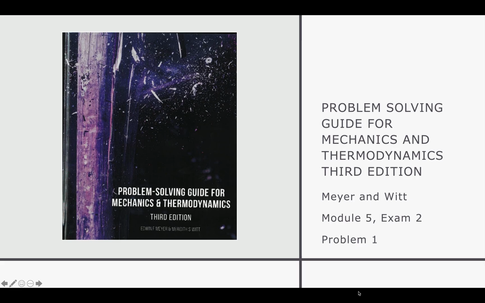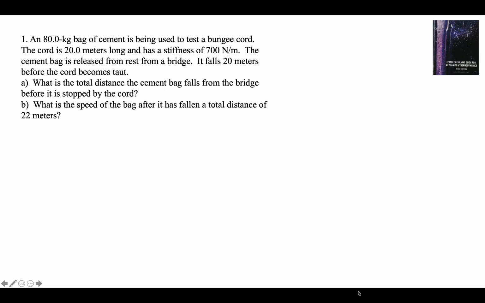This is problem 1 on exam 2 of module 5 in the book Problem Solving Guide for Mechanics and Thermodynamics. An 80 kilogram bag of cement is being used to test a bungee cord. The cord is 20 meters long, relaxed length, and has a stiffness of 700 newtons every meter. The cement bag is released from rest from the top of a bridge. It falls 20 meters before the cord comes taut because the relaxed length is 20 meters. What is the total distance the cement bag falls from the bridge before it's stopped by the cord?